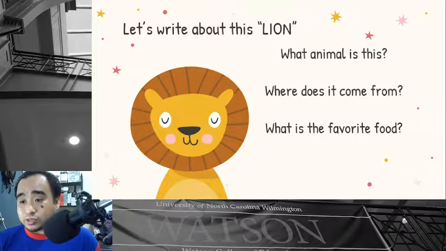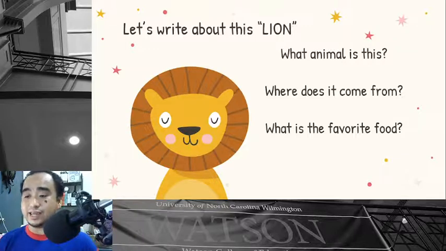So, as usual, let's use WH questions to make sure we are on the right track when describing this animal. First question, what animal is this? Where does it come from? What is the favorite food of a lion? So we have three questions right now.